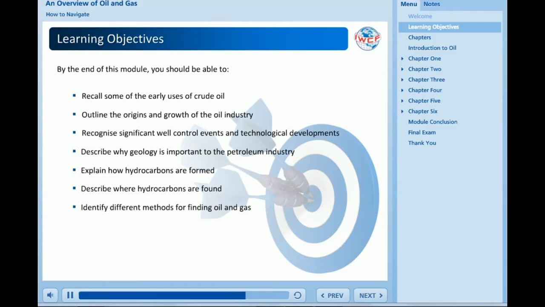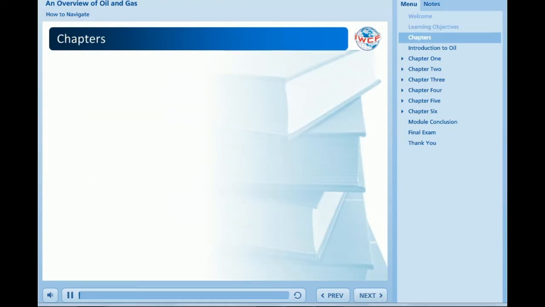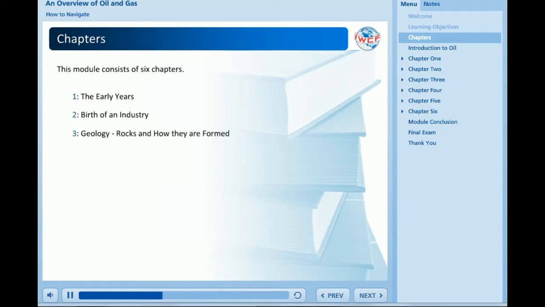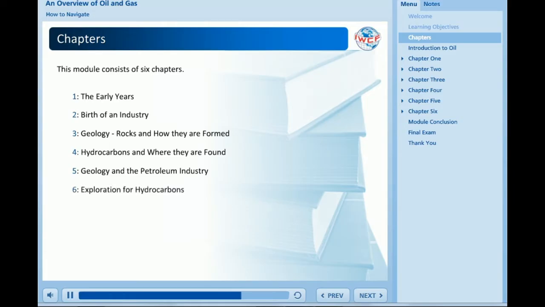We will use a number of terms in this module to refer to hydrocarbons, such as oil, gas, crude oil, and petroleum. This module consists of 6 chapters. They are the early years, birth of an industry, geology, rocks and how they are formed, hydrocarbons and where they are found, geology and the petroleum industry, and exploration for hydrocarbons. Each chapter will end with a short knowledge check to confirm your learning.